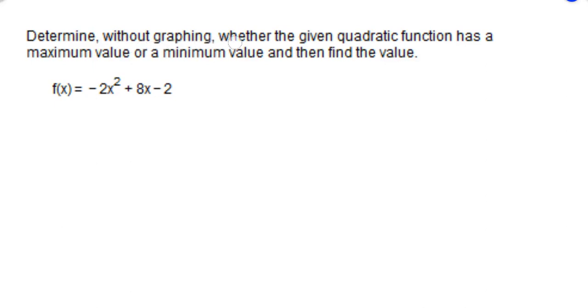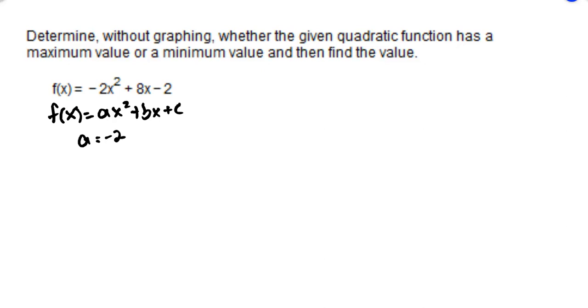Determine without graphing whether the given quadratic function has a maximum value or a minimum value, and then find the value. We're given the function f of x equals negative 2x squared plus 8x minus 2. This quadratic function is written in general form. General form is f of x equals ax squared plus bx plus c. We can determine whether this quadratic function has a minimum or maximum value based on the value of a. a is negative 2 for this example.